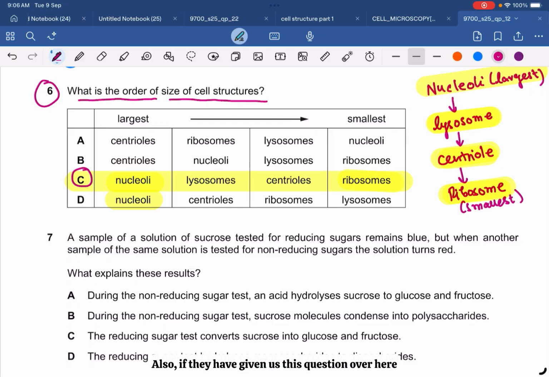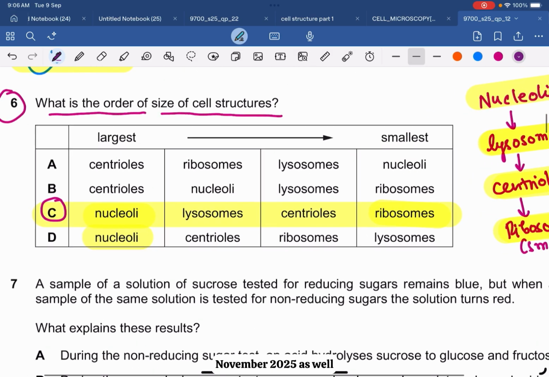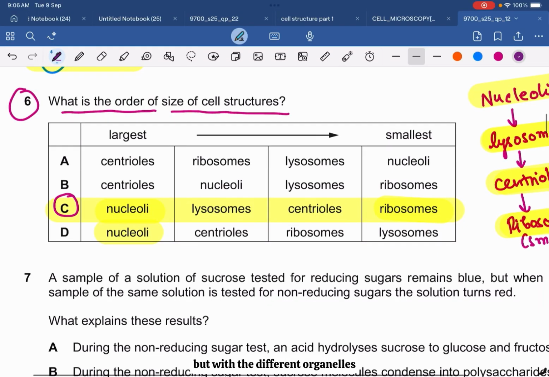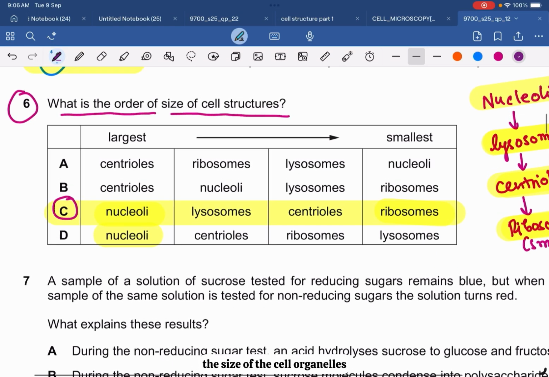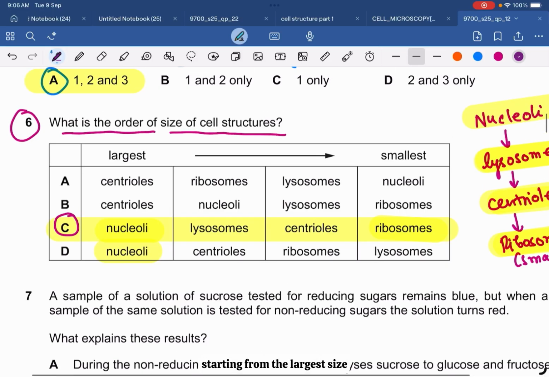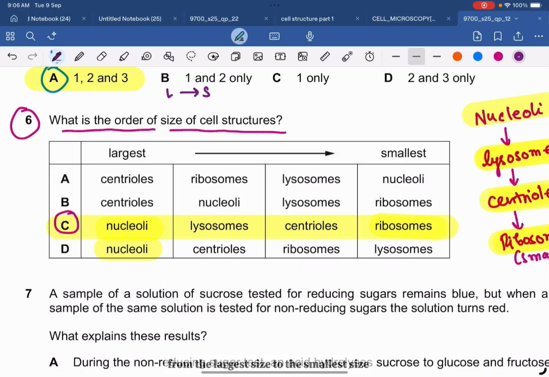Also, if they have given us this question, then they can give us a similar question in October, November 2025 as well, but with different organelles. So you must have a good knowledge about the size of the cell organelles, from the largest size to the smallest size, right? So let's discuss the cell organelles starting from the largest size to the smallest size.